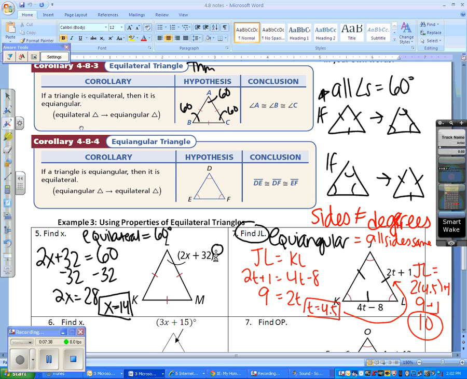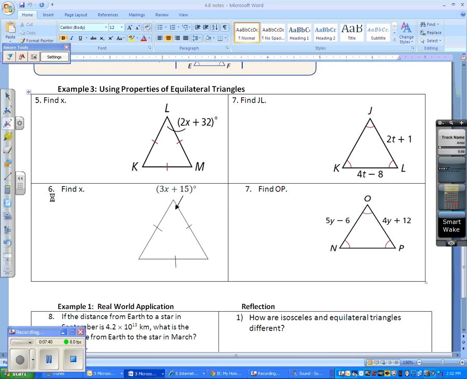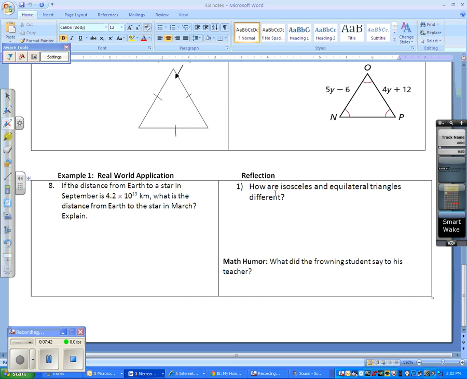Okay, so those are the different types of problems. You're responsible for doing 6 and 7, as well as the reflection, and I'll tell you what the math humor is after we do tomorrow. The last one is a real-world problem.